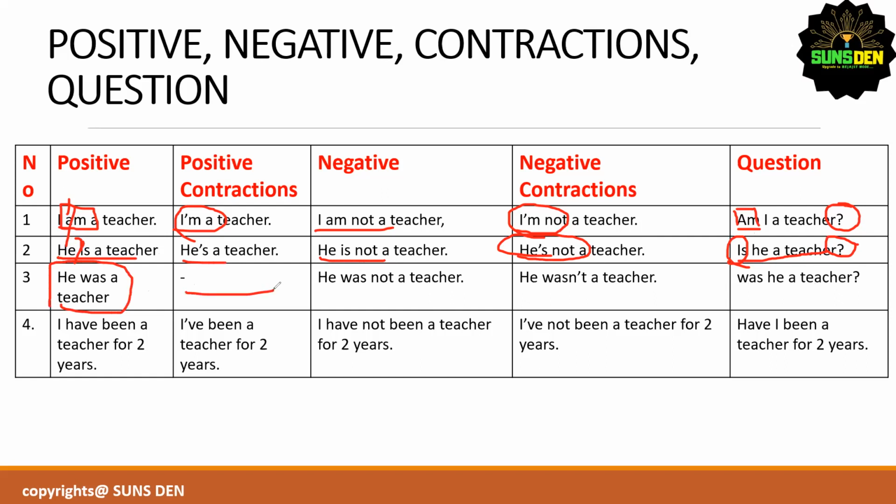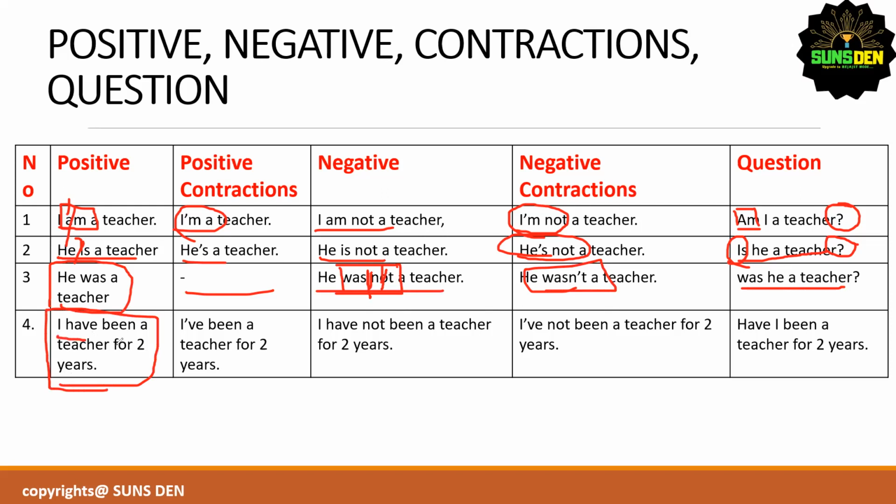Now coming to he was a teacher. Here there is no contraction. Let's talk about the negative. He was not a teacher. Now the contraction happens between was and not. So the O gets chopped off, the space here gets closed, and an apostrophe gives you he wasn't a teacher. Again, same format, put the auxiliary in the front. Was he a teacher?